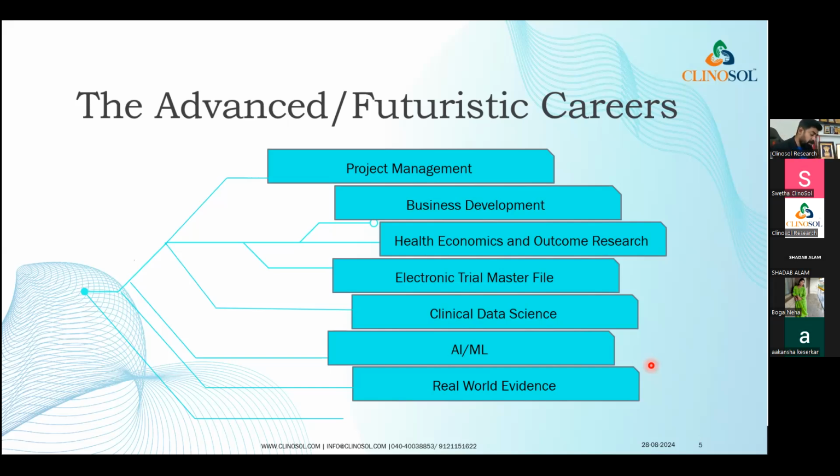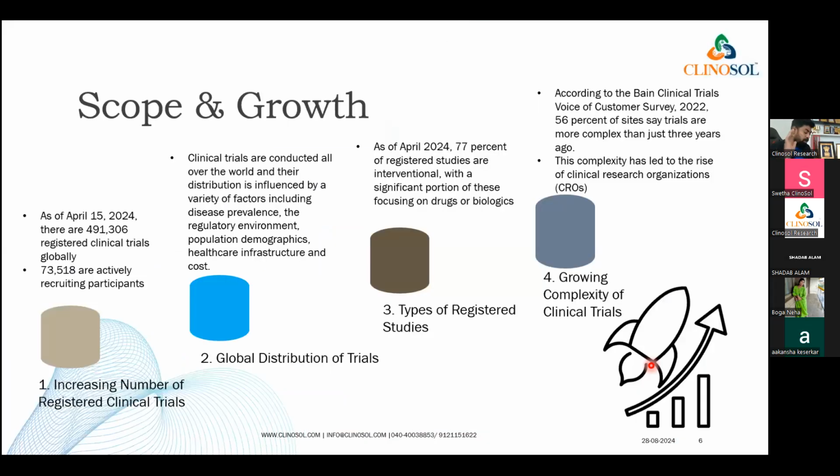So if you want to know about this, you have to understand this kind of roles. Yeah, scope and growth. So why is this scope more about clinical trials? Now, some of the fundas as of now, April 25th, there were, I think, 491,306.